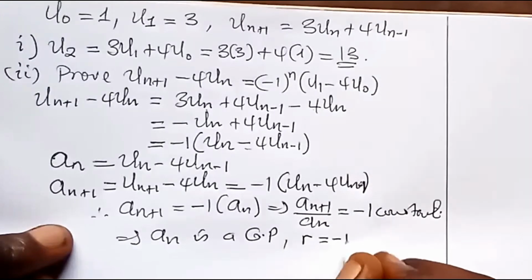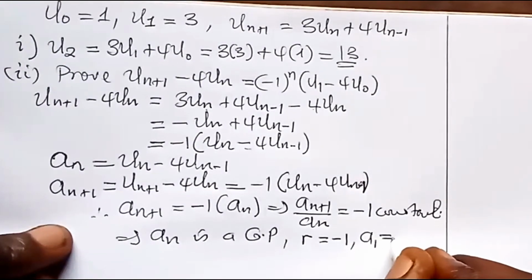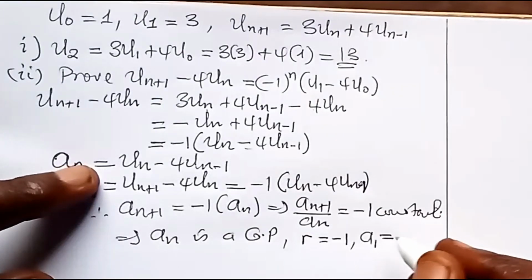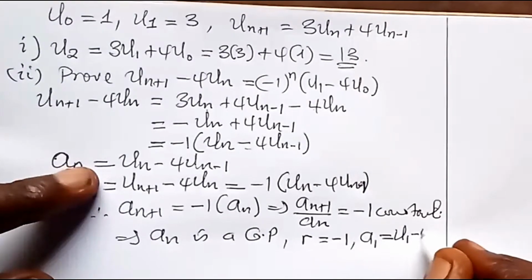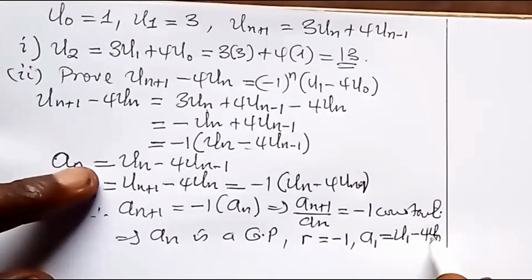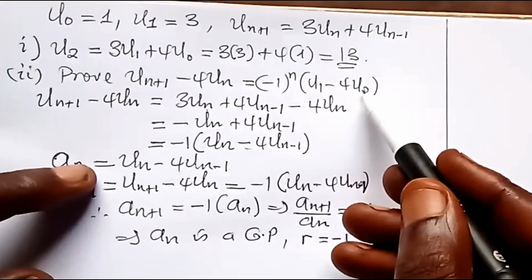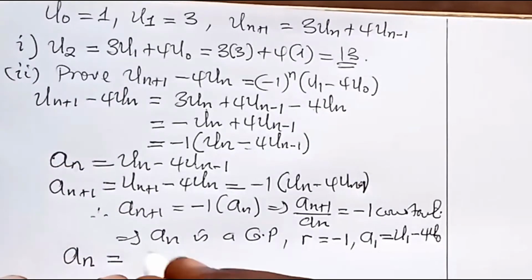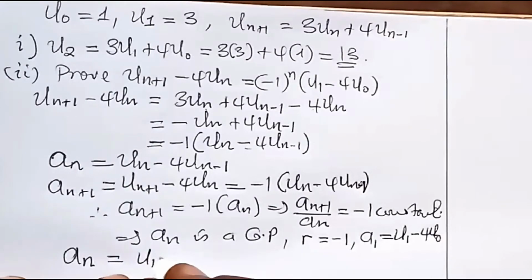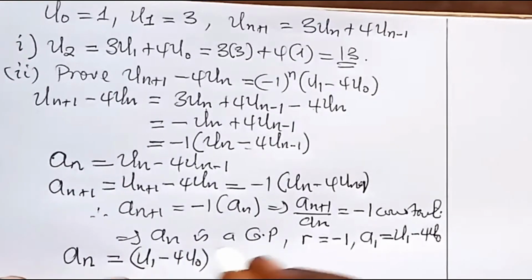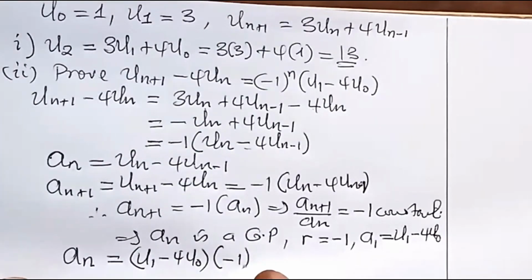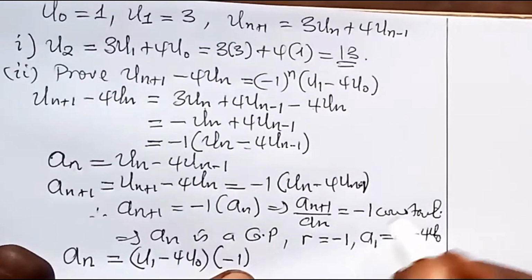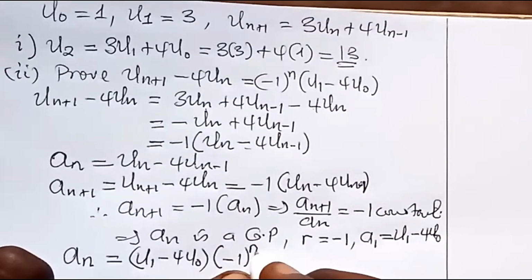with common ratio negative 1, and the first term being, we come here, an equals un minus 4un minus 1, and so we get u1 minus 4u0, and it's actually the term that is in the brackets on the right. So we can now write the general term for an as the first term, which is u1 minus 4u0, into the common ratio raised to the power the number of terms minus 1. Since an starts with a1, the number of terms is simply n, and so we get n being the number of terms minus 1.